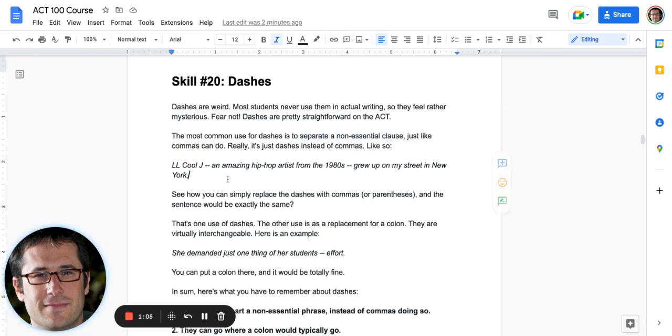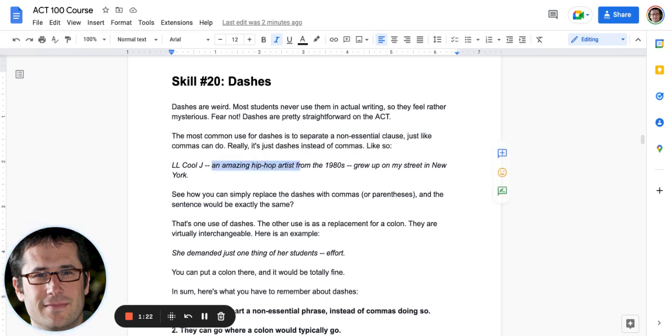So here's an example. LL Cool J, an amazing hip hop artist from the 1980s, grew up on my street in New York. This is actually true. He grew up about 5 houses down from me. Super weird. He didn't grow up there, he actually lived there.